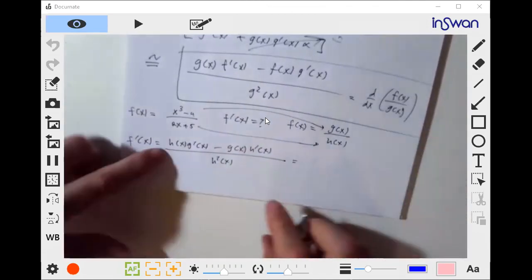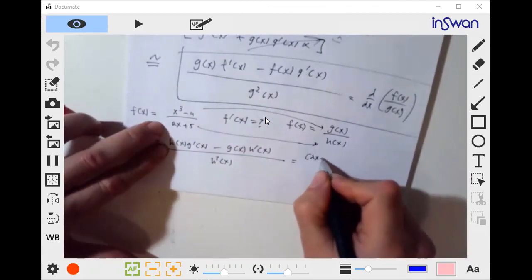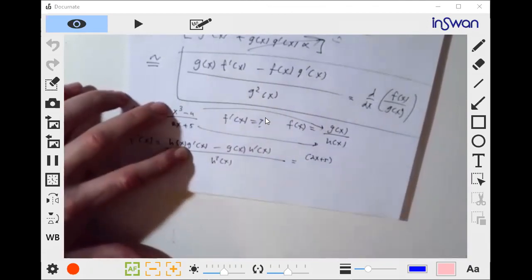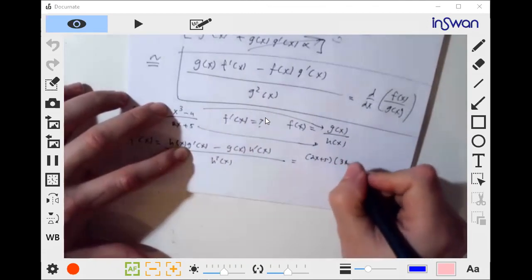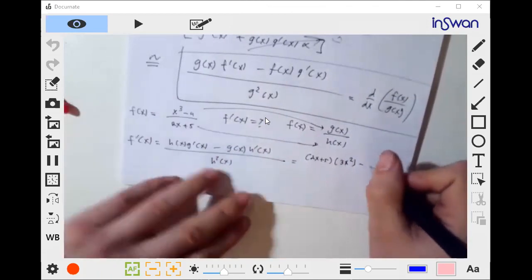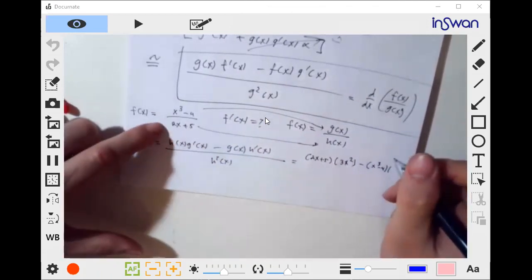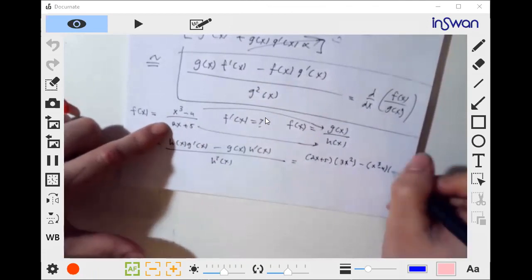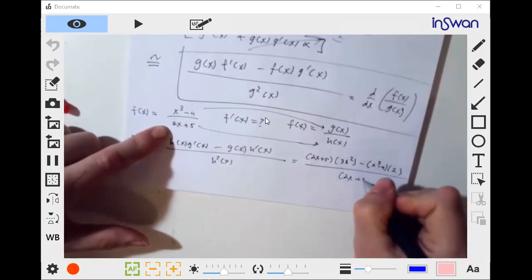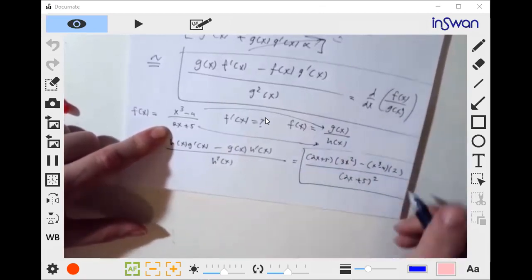So then replacing these values with what we have, h of x is just this 2x plus 5. G prime of x is the derivative of this guy. So that's just 3x squared minus g of x is this guy. That's just x cubed minus 4 times h prime of x, which is the derivative of this, which is 2, all over the bottom, this 2x plus 5 quantity squared. And you're done. This is it.